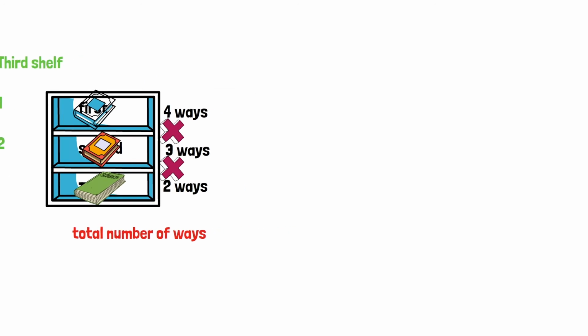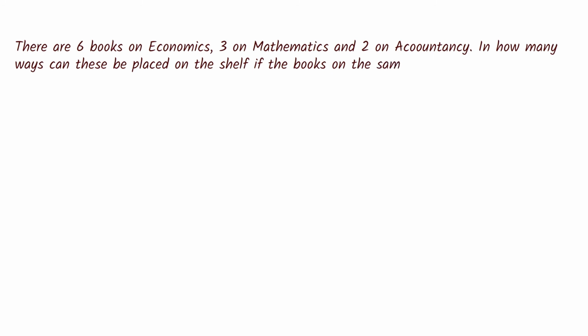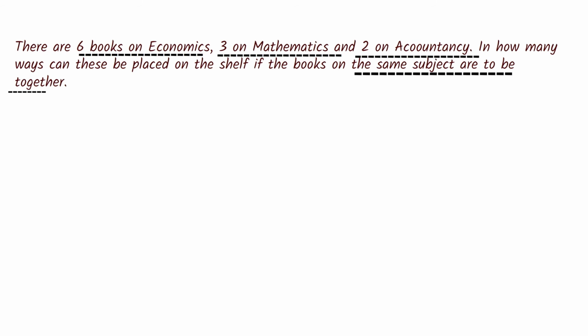Let's do some more interesting questions to make things more clear. There are 6 books on economics, 3 on mathematics and 2 on accountancy. In how many ways can these be placed on the shelf if the books on the same subject are to be together? First, underline the keywords: 6 books on economics, 3 on mathematics, 2 on accountancy, and the same subject are to be together.